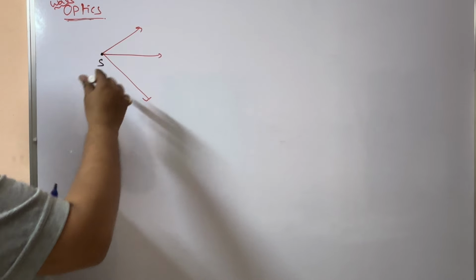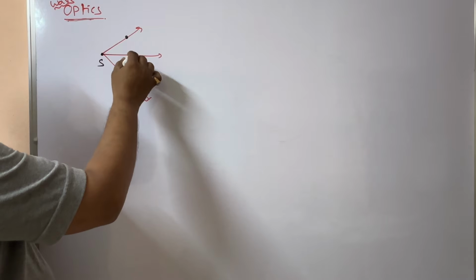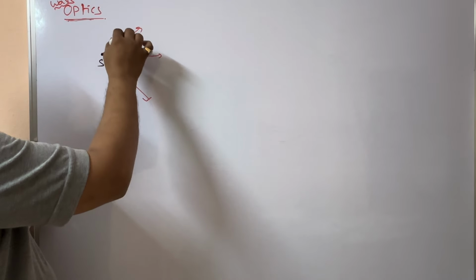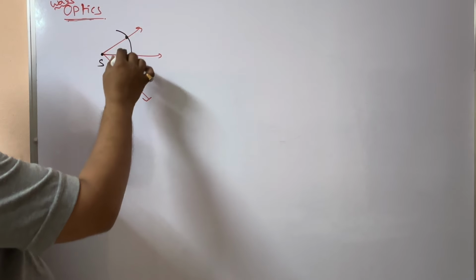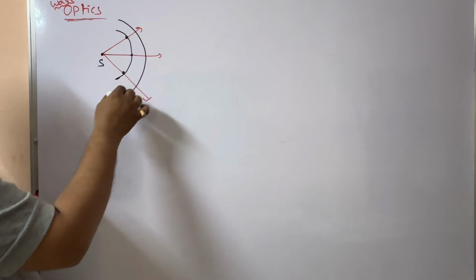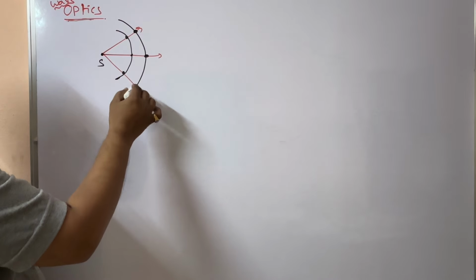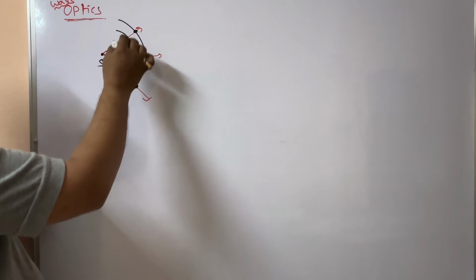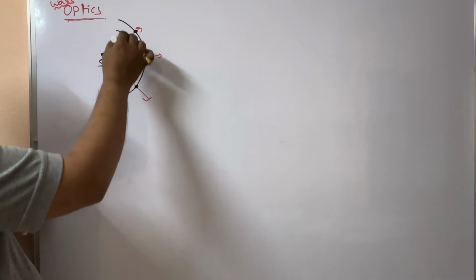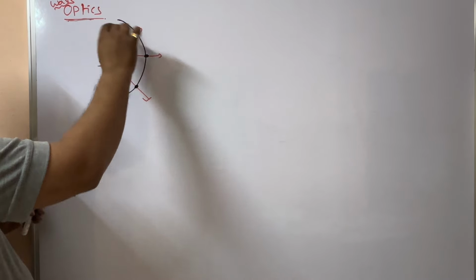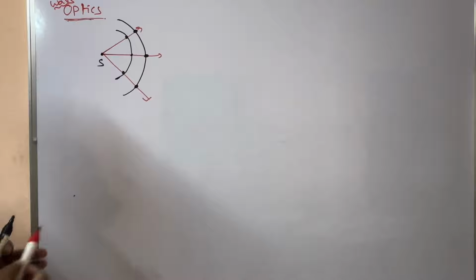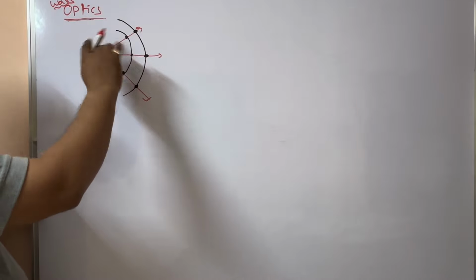How will that spherical wavefront be drawn? It is the locus of all the points which are in the same phase. These particles are in the same phase, so you cannot draw them like this. So now this is nothing but a spherical wavefront. A point source will produce a spherical wavefront.